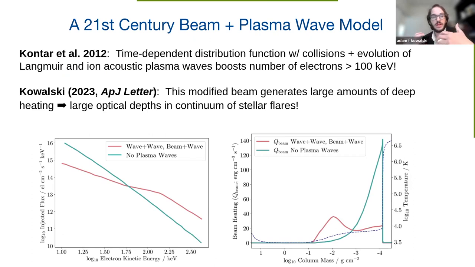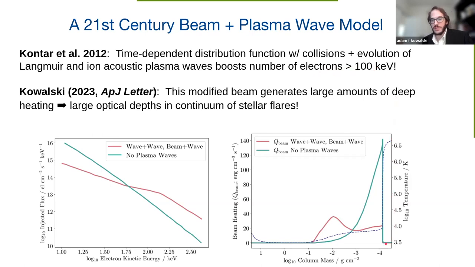And then the Langmuir waves shift to lower values of angular wave number, higher phase velocity, and can resonantly accelerate the higher energy electrons in the beam. So you have a transfer from the beam to the plasma and back to the beam at higher energy. So you have a lot more higher energy electrons, which can go deeper.